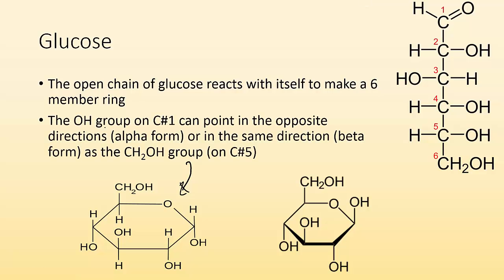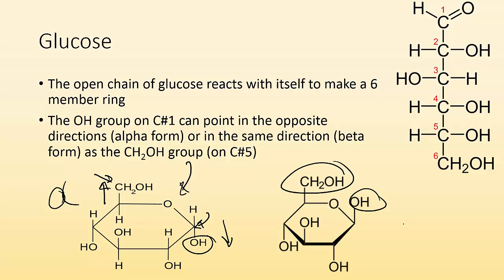So basically, the difference between those two is the OH group on the first carbon, which is this one, can either point in the opposite direction, which we call the alpha form, or in the same direction, which we call the beta form, of the CH2OH group on the fifth carbon. So if we take a look here, this OH is either pointing in the same direction or in the opposite direction. So right now it's in the opposite direction, and we call that the alpha form. And then here you can see the OH and the CH2OH are both pointing in the same direction, and that is what we call the beta form of glucose. So now you may think, oh, hey, why is that important? Because any difference in structure will create a difference in function, and we'll talk about that in a little bit. So that's glucose. You got two forms of it.